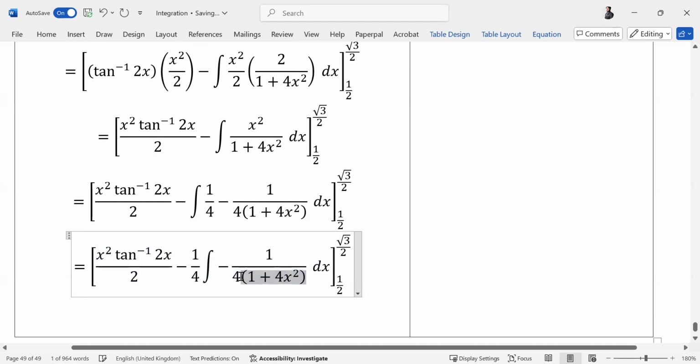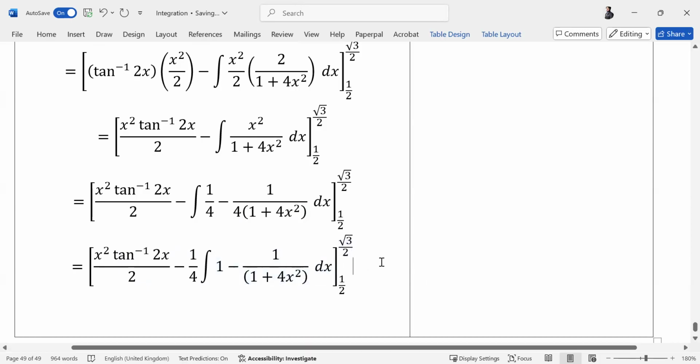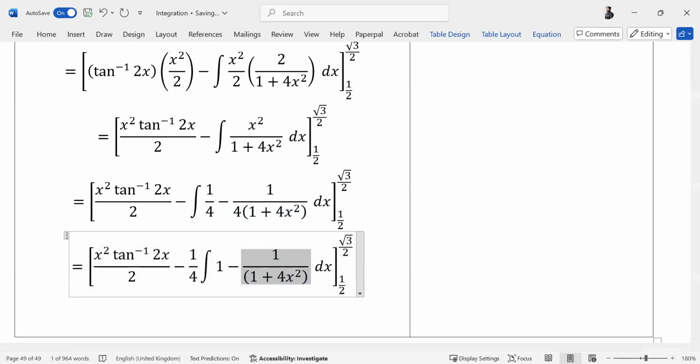Now how do I integrate this bit? 1 is easy, but how do I integrate the remaining things? IMF 19 I showed you for a reason so that you can relate. Which one will you want to relate it to?